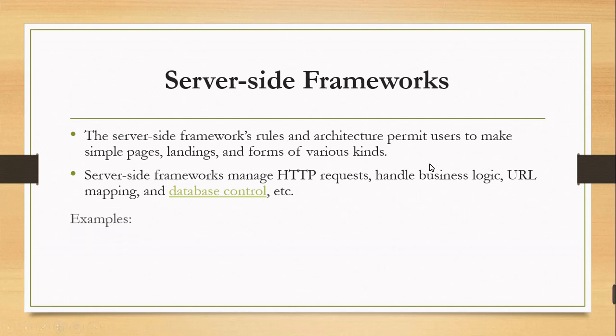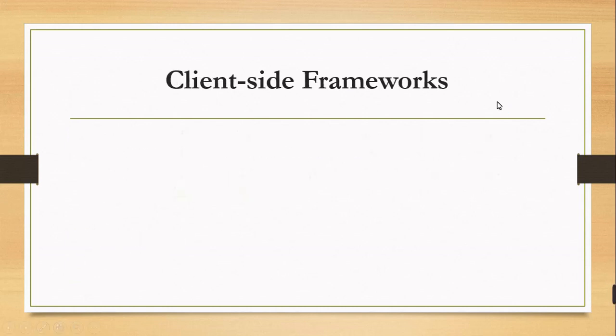And then examples of a server-side web framework will be Django. The programming language used here is Python. A second web framework will be Spring. Spring is the web framework for the programming language Java. That's it. Let's move over to the client-side web frameworks.